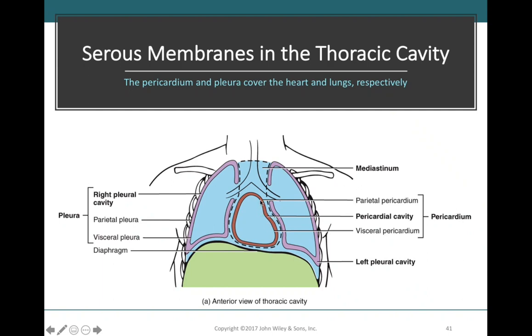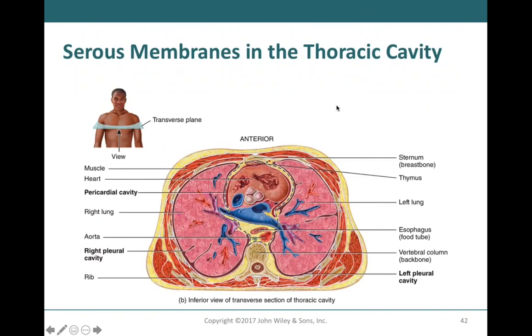Between the visceral and parietal layers, we have the pericardial cavity. In this reddish, rusty color in here, this is our pericardial cavity, while this bluish color here is showing us our pleural cavity. So the pericardium is going to cover up the heart, the pleura are going to cover up the lungs. And these are our serous membranes that are going to be found here within the thoracic cavity.